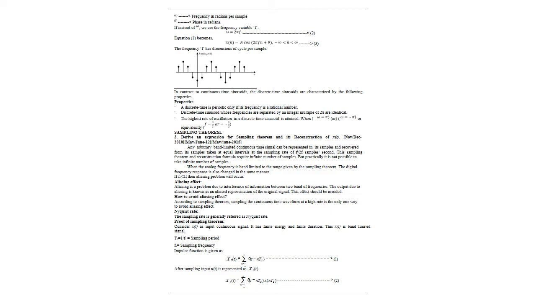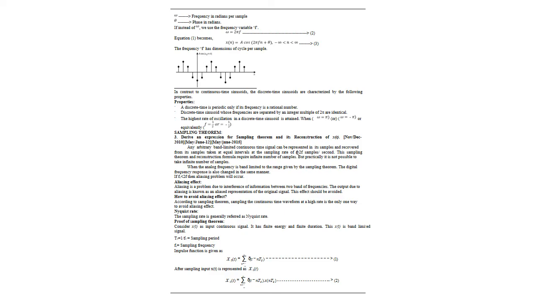Next we are going to see about the Nyquist rate. So the sampling rate is generally referred to as the Nyquist rate. The proof is: consider x(t) as the input continuous signal, which has finite energy and finite duration. So Ts = 1/Fs is the sampling period, and Fs is the sampling frequency.